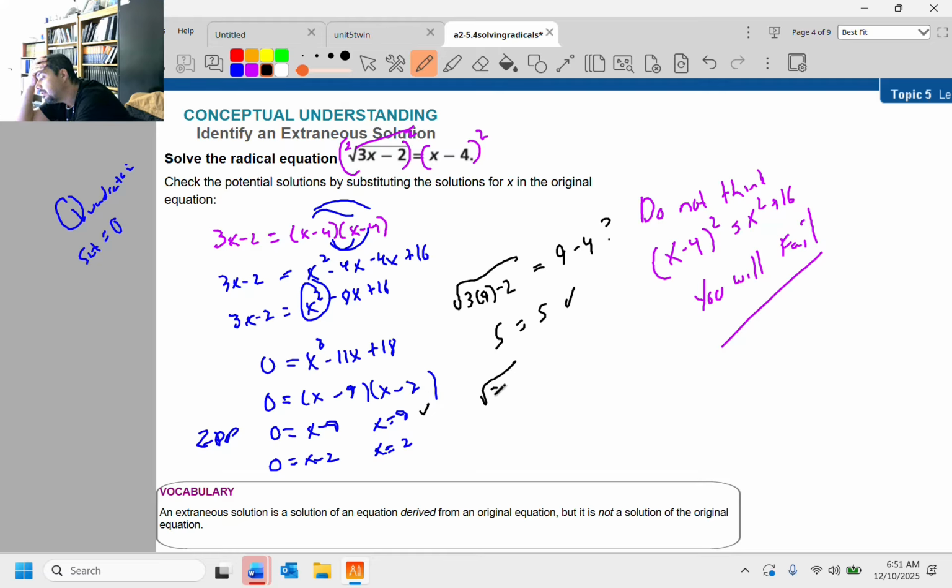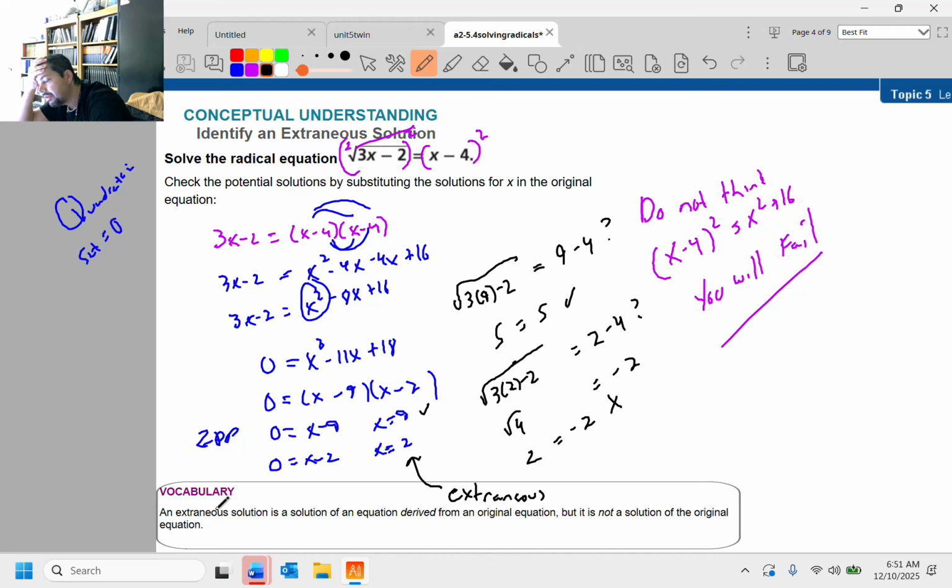Now let's plug in the 2. The root of 3 times 2 minus 2 is supposed to be equal to 2 minus 4. Well, this gives me a negative 2. And when I do the math over here, 3 times 2 is 6. Take away 2, this is root 4. Too many 2's. Got a little too happy there. And the square root of 4, if you're not solving for x, is just 2. Fails. This little guy right here is extraneous.